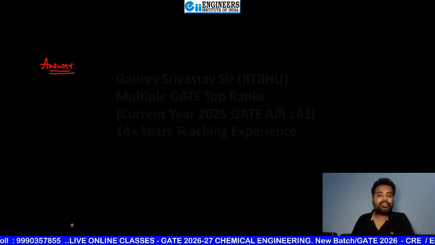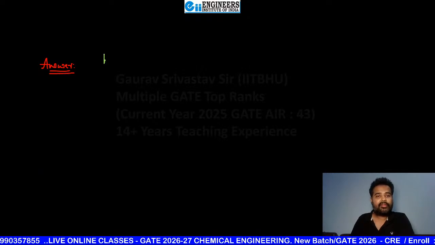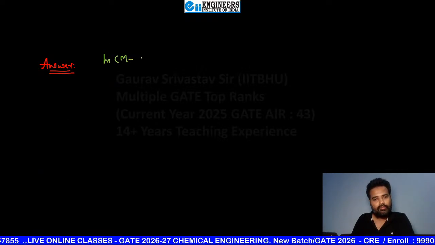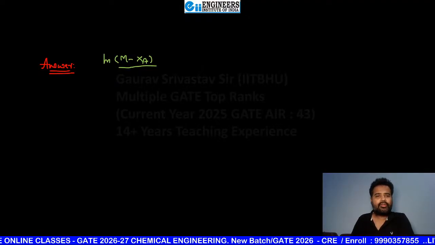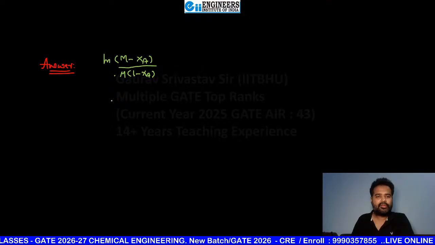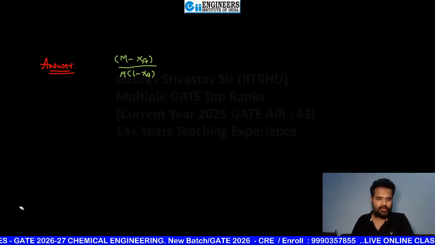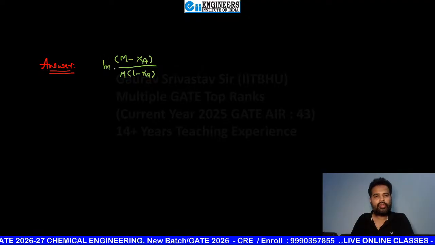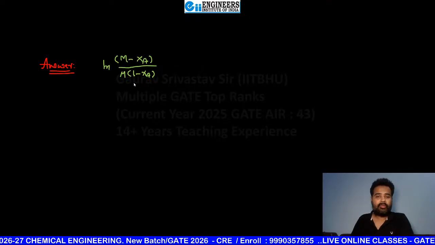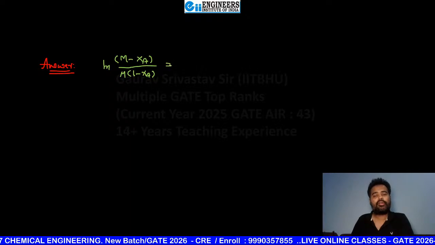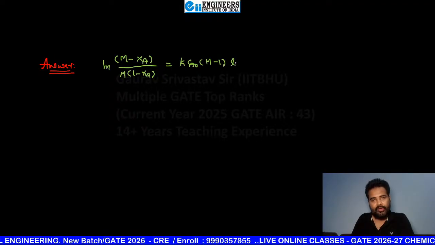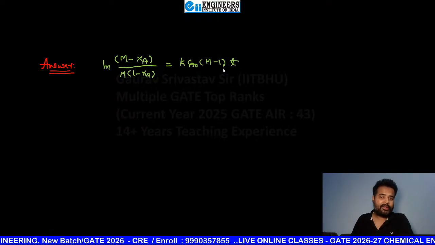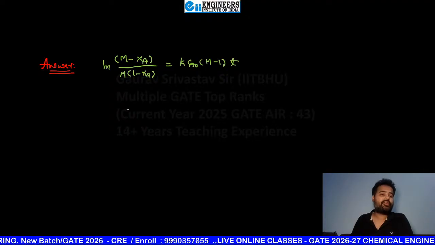So the final expression is ln of (M minus X_A) whole upon M(1 minus X_A). ln of (M minus X_A) upon M(1 minus X_A) is equal to k C_A0 (M minus 1) t. Okay beta, you have to derive this. This is the final expression in terms of conversion.